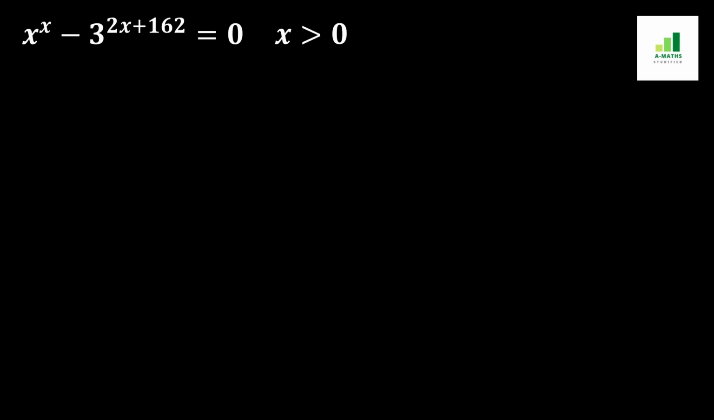Welcome to AMS. Today in this video we are going to solve a question, and the question is x to the power x minus 3 to the power 2x plus 162 equal to 0, when x is greater than 0, and we will solve this question for this x.